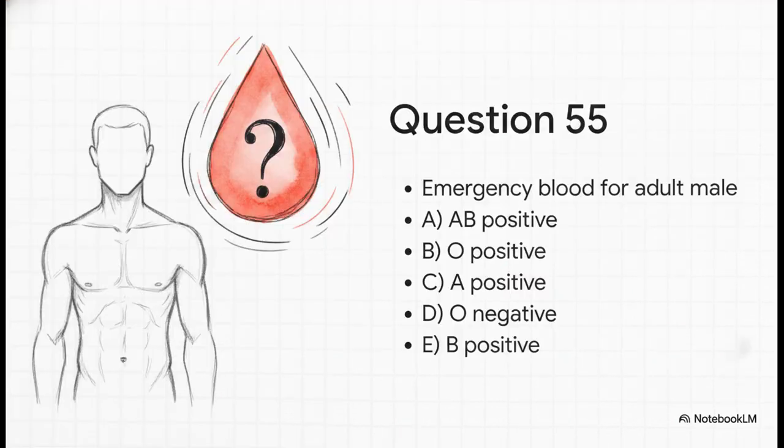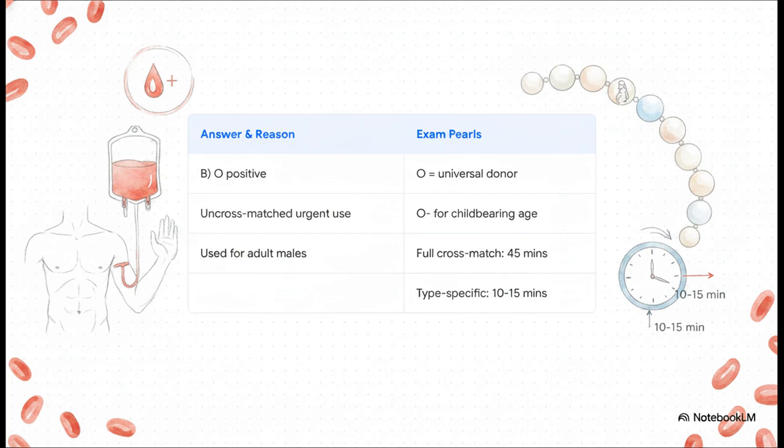A male patient requires immediate emergency blood transfusion. Most appropriate blood group: A, AB positive, B, O positive, C, A positive, D, O negative, E, B positive. The answer is B, O positive. When blood is urgently needed and uncross-matched, O positive is generally used for adult males. O negative is heavily reserved for females of childbearing age to prevent alloimmunization.